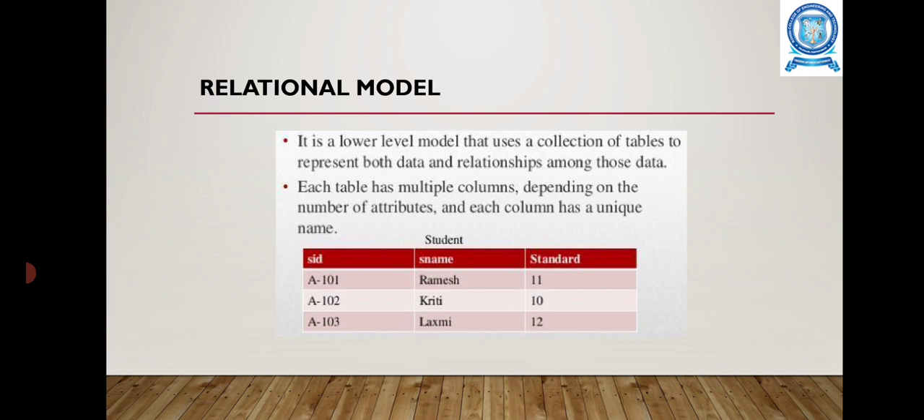The student ID information here is A101. One student has one specified ID. Sometimes some students' names are common. From this example, Ramesh, another student's name is also Ramesh, but the student ID is different. There is only one student ID for each student. That must be unique.